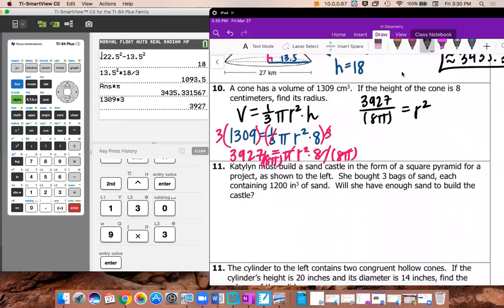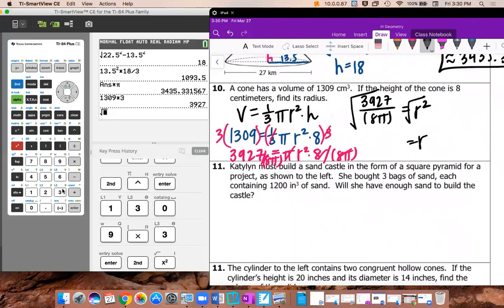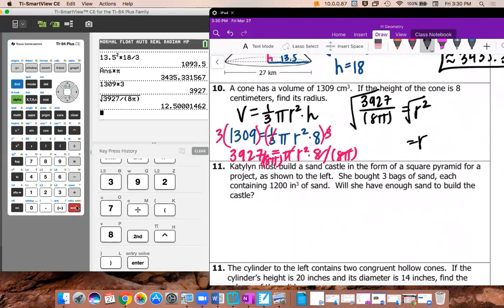And then in order to get r squared, or r all by itself, I'm going to take the square root of this. So I'm just going to do this all at the same time, so it's less to type in on my calculator. So we do second square root 3,927 divided by, make sure this is in parentheses, 8 pi. I'm going to click enter, and then it's going to tell me my radius for this is 12.5, and then our units were centimeters. So radius is 12.5 centimeters.